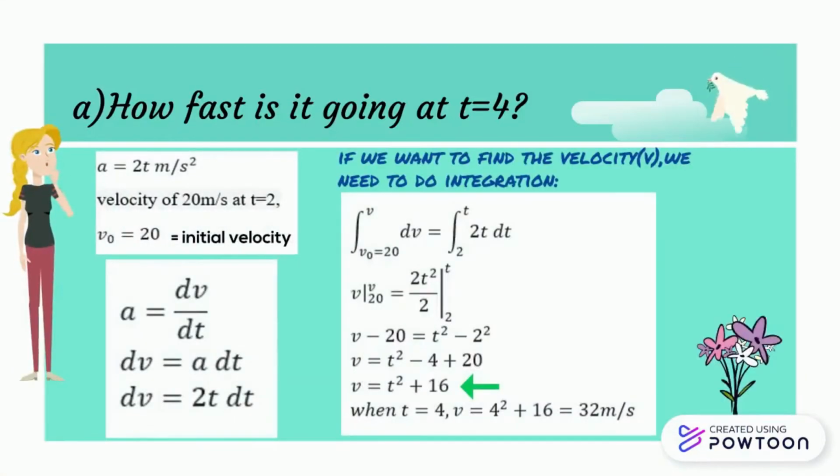How fast? It means the question wants us to find the velocity. Since acceleration is the first derivative of velocity, we let a = dv/dt. And we know a = 2t. Then we rearrange, letting dv = 2t dt. If we want to find the velocity, we need to do the integration. Then we integrate both sides, then substitute the limits. Finally we get v, that is velocity, equal to t squared plus 16. Then when t = 4, velocity is equal to 32 meters per second.